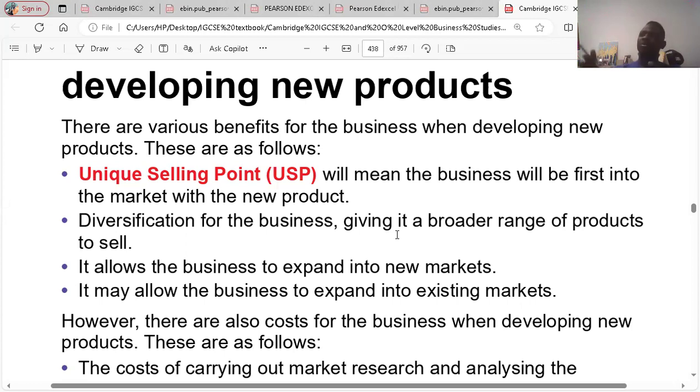So whatever happens at that point in time, that newly developed product is different from the products that are already in existence. Yes, so that is uniqueness on its own.